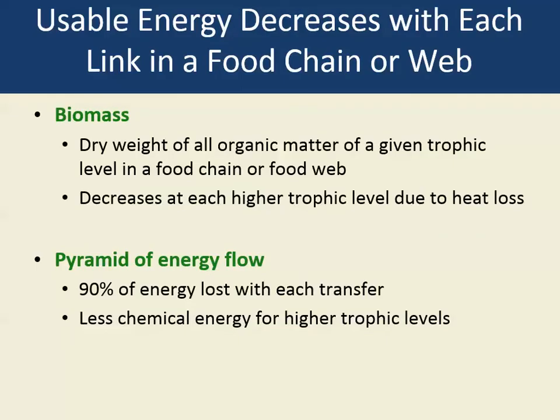So again, like I said before, usable energy decreases with each link in a food chain or a food web. Biomass winds up decreasing at each higher trophic level because of all that heat loss. Like I said before, 90% of energy is lost with every single transfer. 90%. So going back to that question I asked at the beginning, is it more efficient for humans to eat lower on the food chain? Is a vegetarian diet better in terms of energy that you're getting than a diet where you're eating organisms that are higher up on the food chain? An interesting thing to think about.